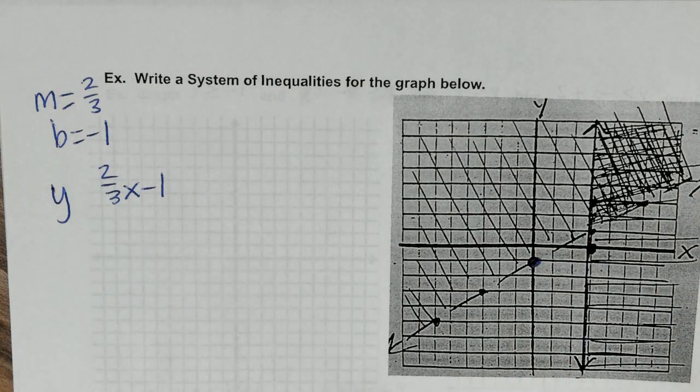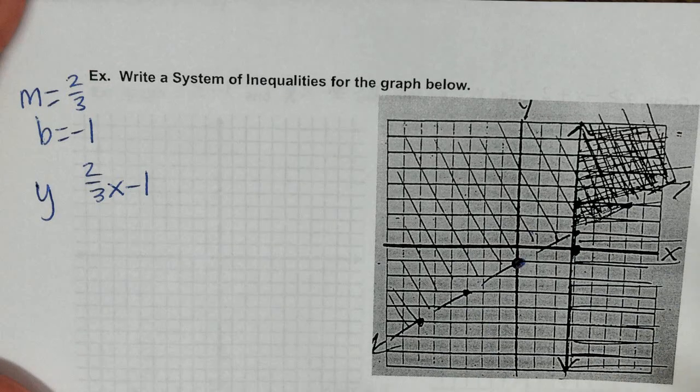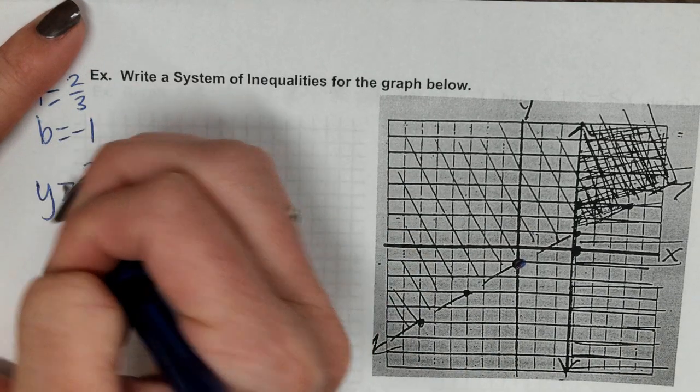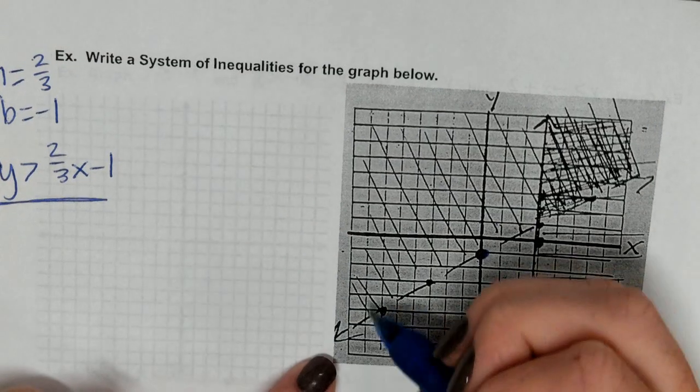Now I've got to figure out what the something is because it's not equal. Are y'all with me? Which way did they shade for this line? Up. So that's greater than. Is it equal to? No, it's dashed. So that's the first one. So I did this one right here.